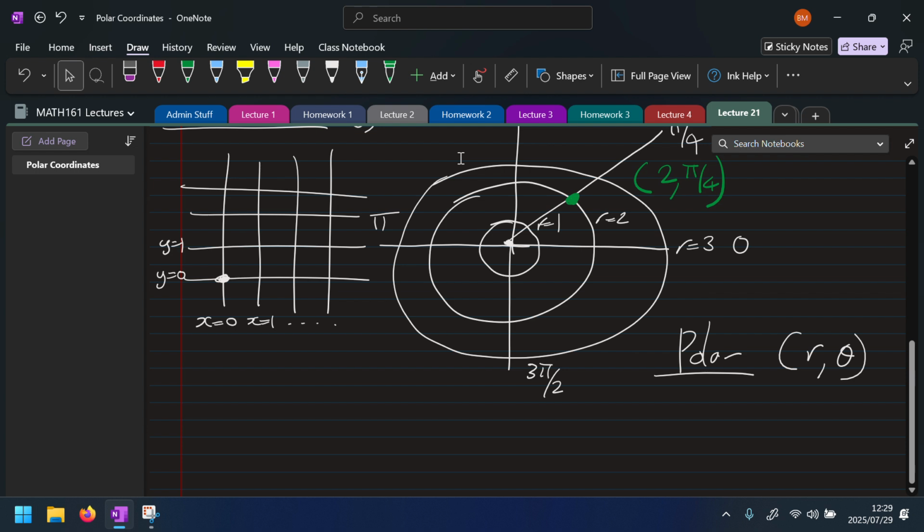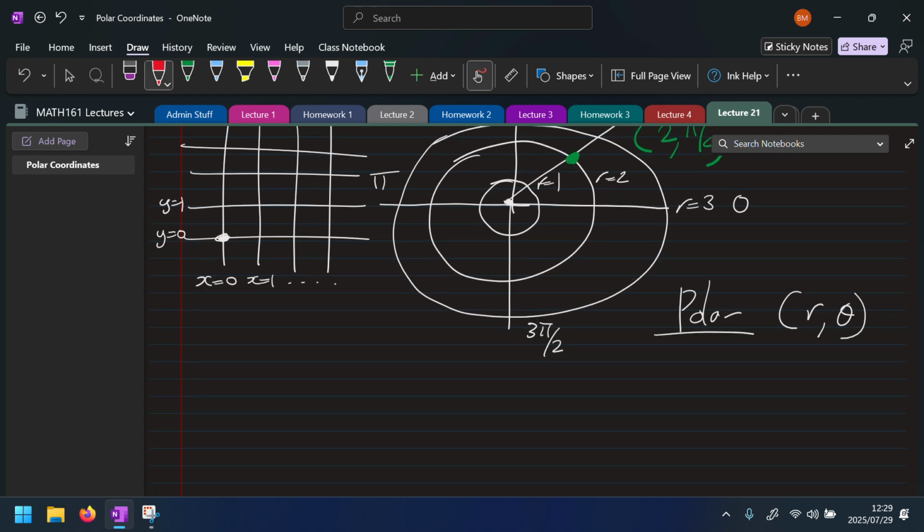We won't be doing too much plotting of points. I'll save that for the tutorial. The first part of the tutorial, if you've had a look already, is plotting these points. So given an r value and a theta value, where is that point going to be? Please go through the tutorial for that.